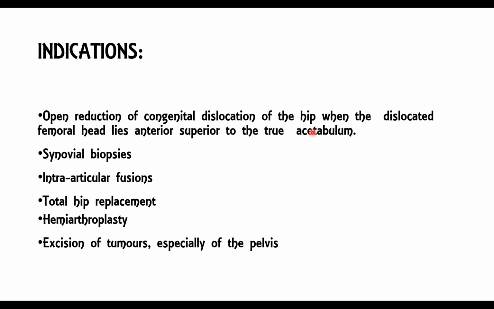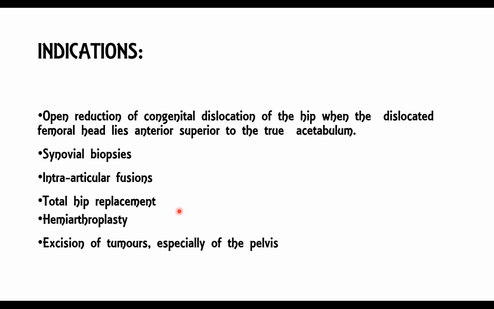So indications: open reduction for congenital dislocation of hip, where the femoral head lies anterosuperior to the true acetabulum. You can go for synovial biopsy. You can do intra-articular fusions, total hip replacement, hemiarthroplasty. They will ask the question, which approach is best? Yes, it is the anterior approach.